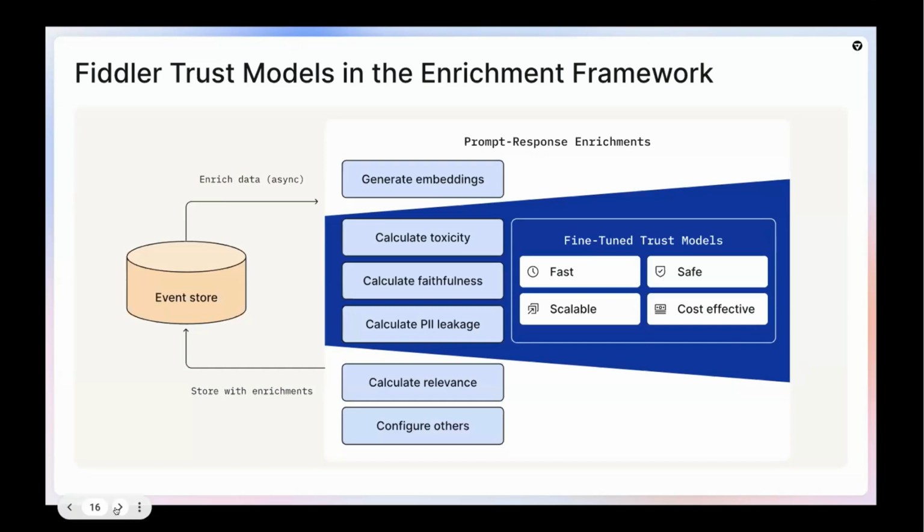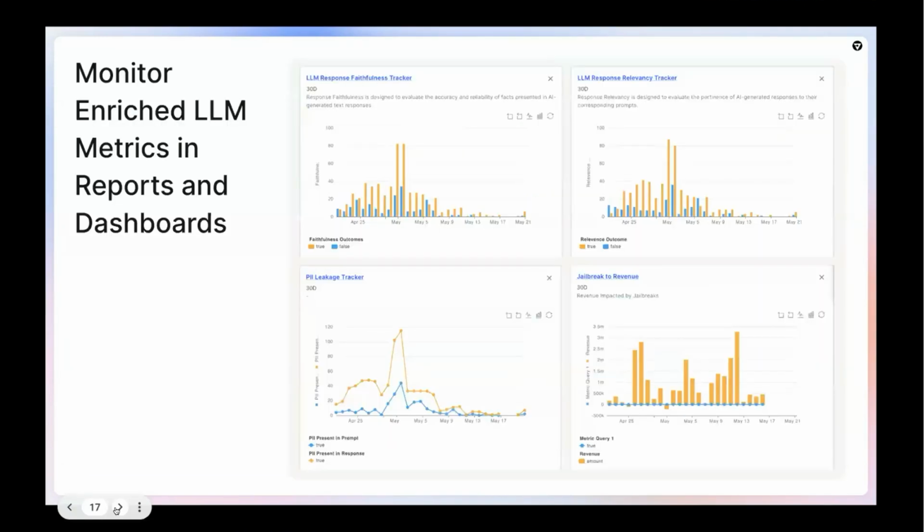With our entire platform, we're designed from the ground up to handle enterprise scale traffic. So as you have more and more traffic, the enrichments, the fine-tuned trust models, also scale alongside the traffic that you're sending in. And because they're really small models, they're really, really cheap to run compared to closed source models.